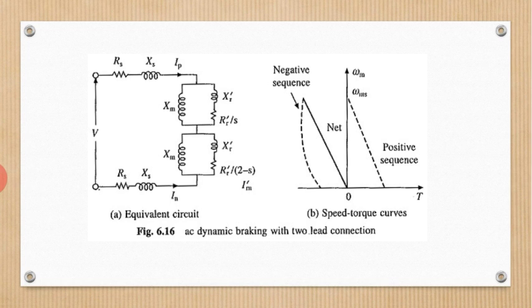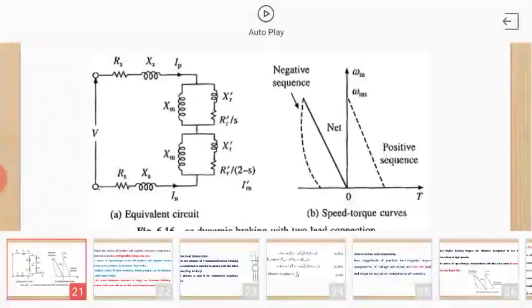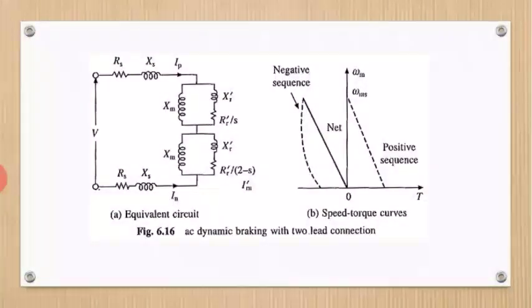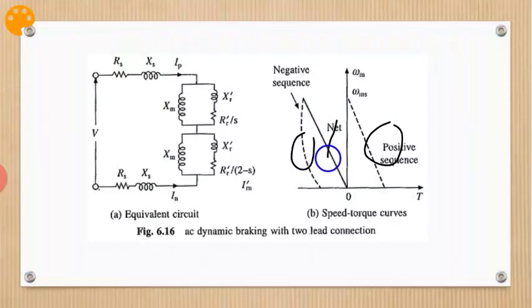Although the values of the positive and negative sequence components of current are equal, the corresponding torques are not equal. Hence the net torque is the combination of the positive sequence and the negative sequence. The nature of the speed torque curves for the positive and negative sequence curve, and the net torque, is shown here.